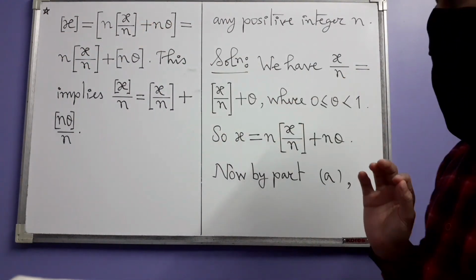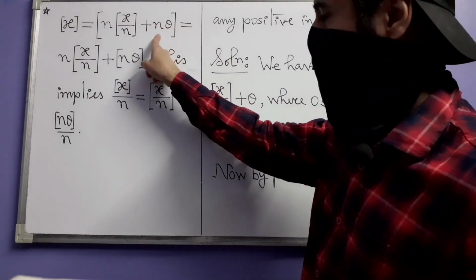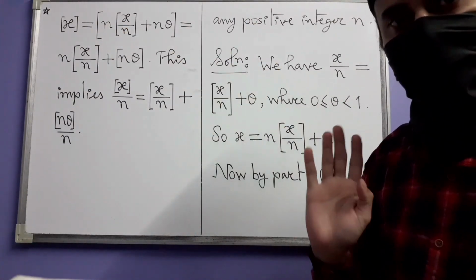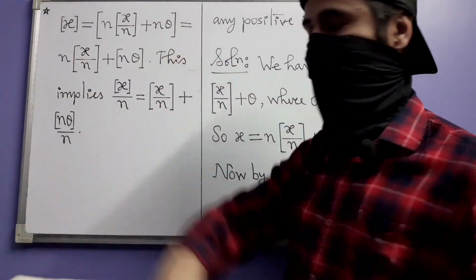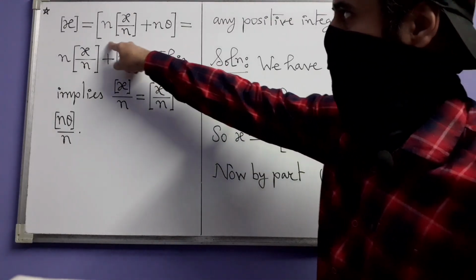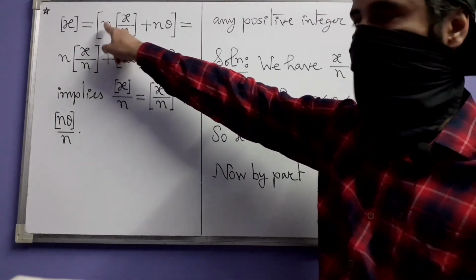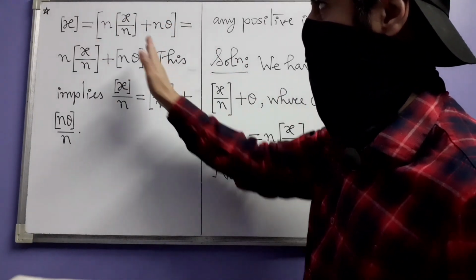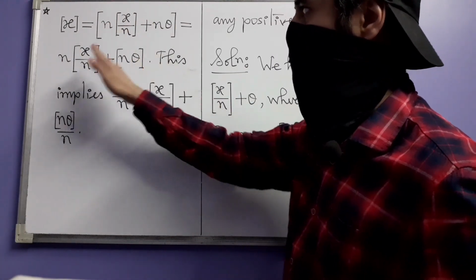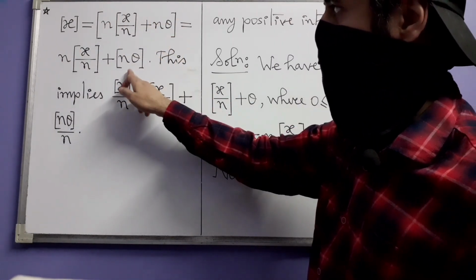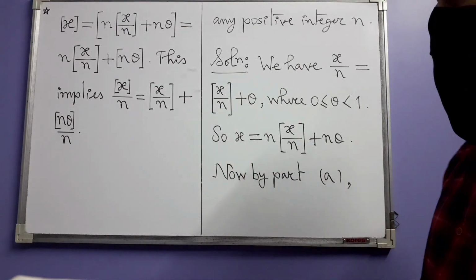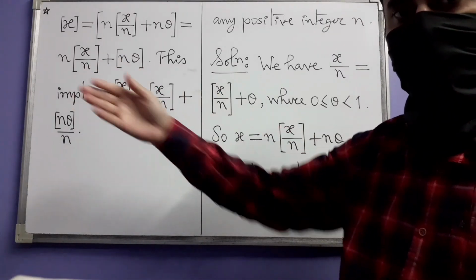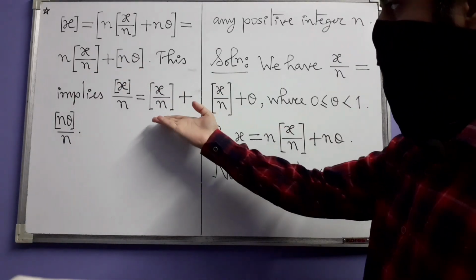So the greatest integer value of x is the greatest integer value of this. Now part A says that if you have some real number, n theta, plus an integer inside the greatest integer function, that integer simply comes out. Is this part an integer? Yes, n is already a positive integer and this is a greatest integer, so this is also an integer, so the product is an integer. So that simply comes out of the greatest integer function, leaving us with this one inside it. And then we divide this equation on both sides by n, obtaining this.